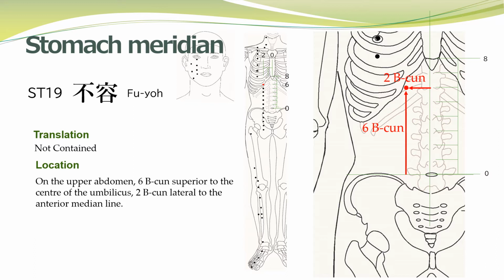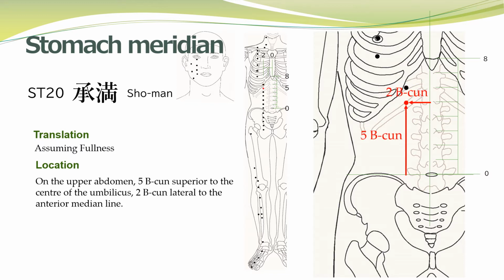ST19. Not contained. On the upper abdomen, 6 fcun superior to the center of the umbilicus, 2 fcun lateral to the anterior median line. ST20. Assuming fullness. On the upper abdomen, 5 fcun superior to the center of the umbilicus, 2 fcun lateral to the anterior median line.